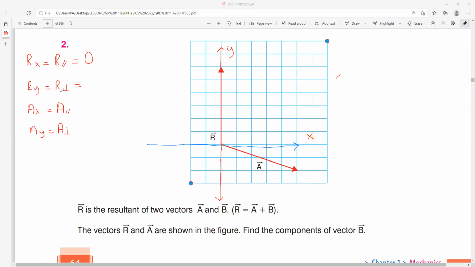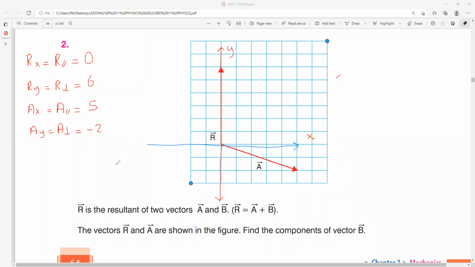R perpendicular, Ry is 6. That's good. And then AX, what is AX? Please check. And then AY. AX, let's say 1, 2, 3, 4, 5. Okay, it is 5. And then AY, just come this side, 1, 2, but negative 2. All right, please use it. Or you can say direction here, negative showing direction.